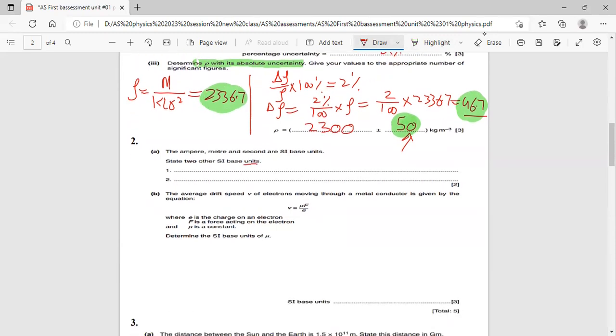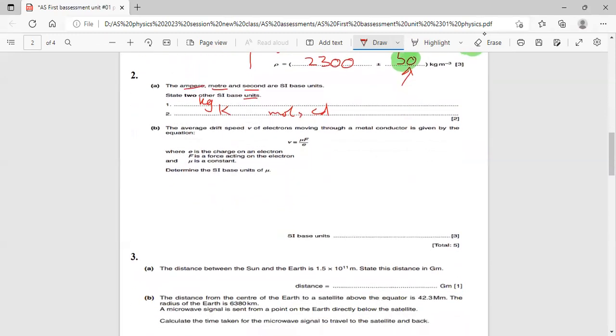Okay, the two SI base units besides ampere, meter, and second. So one is kilogram and the other is kelvin. It can be mole, it can be candela. And then in the next part, you have to find the unit of mu. So the first thing is you have to make mu the subject. So it is VE divided by F. And then you have to put in the units.